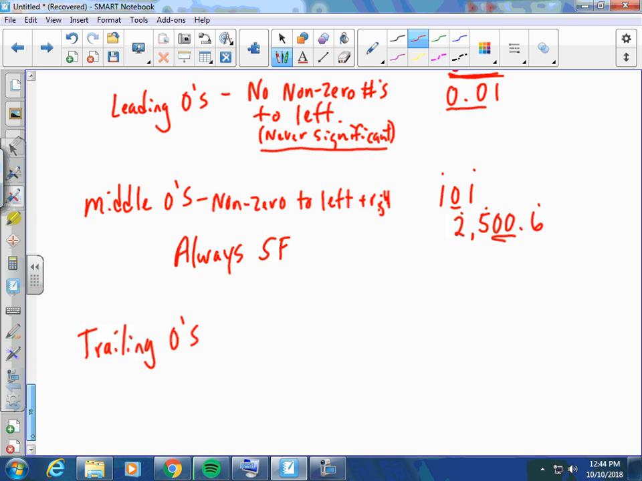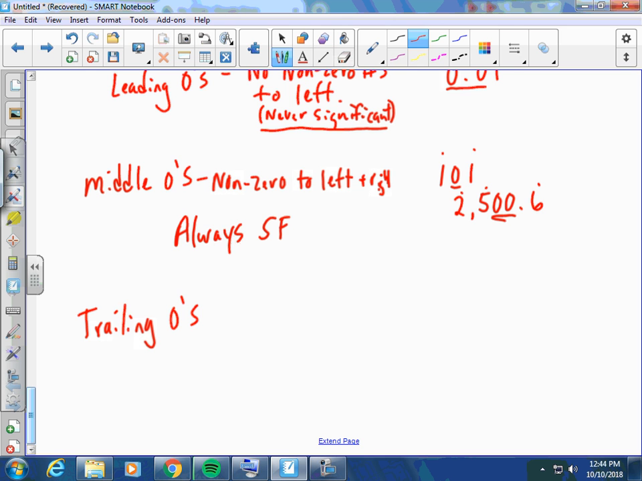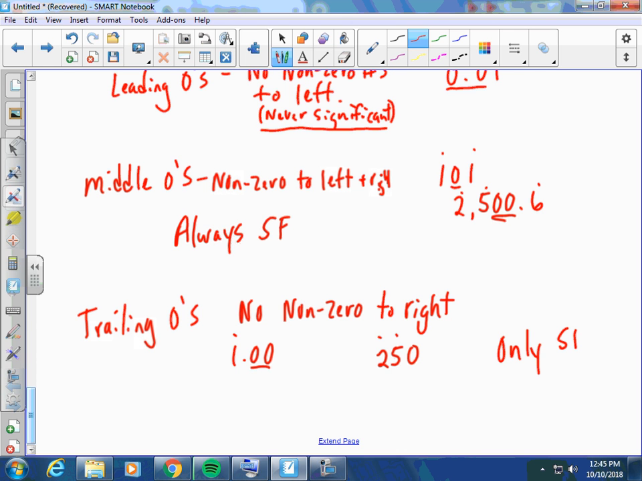The last one is trailing zeros. So trailing zeros, no non-zero to the right. So this would be like your 1.00. The 1 is significant, but those zeros, there's no non-zero digits to the right of them. 250. The 2 and the 5 count. This 0, no non-zero numbers to the right. The trailing zeros are only significant if there's a decimal in the number.